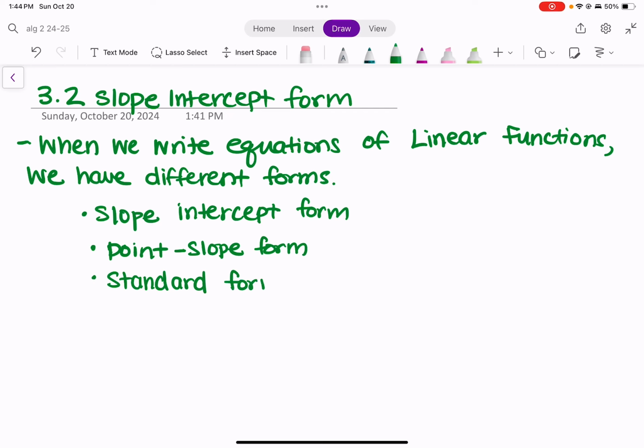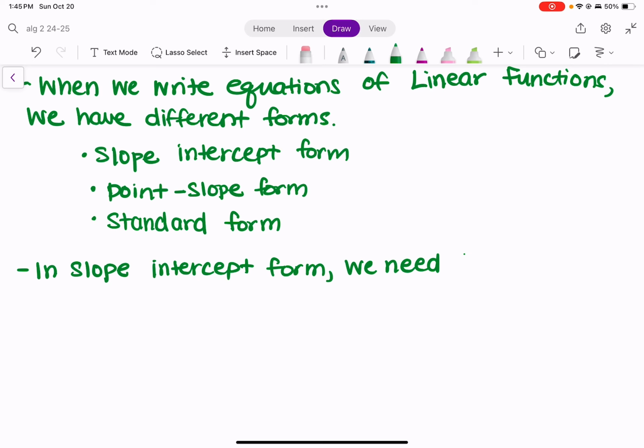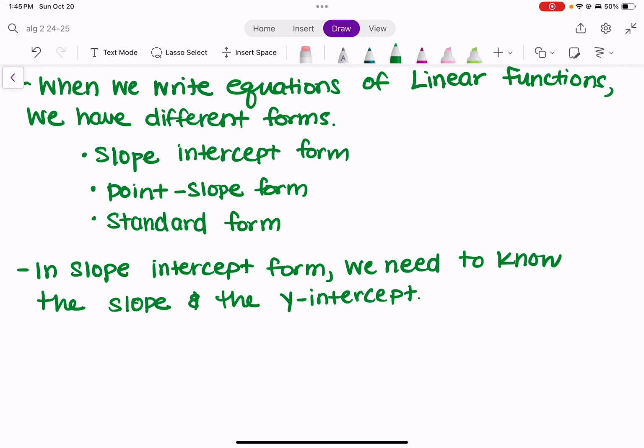So again, an equation or a linear function can be written all three of these ways, right? They're just different ways to say the same thing. So in slope-intercept form, we need to know the slope and the y-intercept, okay? So you should be hopefully familiar with this.